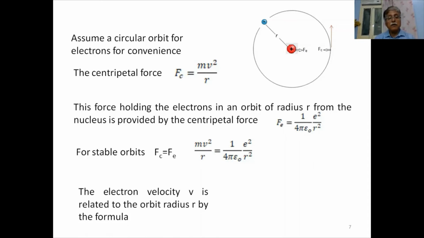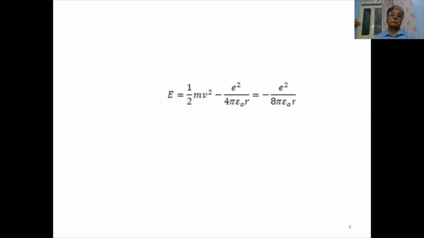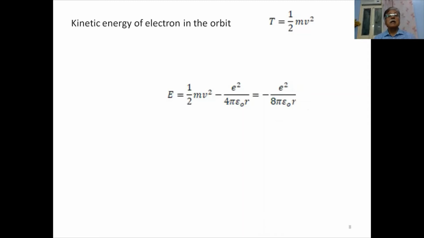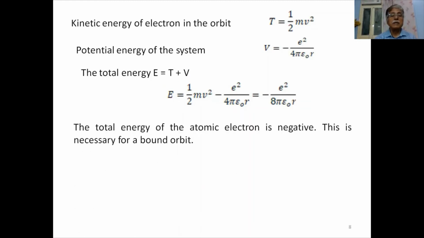And the electron velocity v, from this one, you can see, is related to the orbit radius r by the formula: v is equal to e upon square root of 4 pi epsilon 0 mr. Now let us see the kinetic energy of the electron in the orbit, that is T is equal to half mv square. Potential energy of the system is minus e square by 4 pi epsilon 0 r. So the total energy is half mv square minus e square by 4 pi epsilon 0 r, and if we substitute from the earlier formula for v, the total energy will come out to be minus e square by 8 pi epsilon 0 r. Now you can see the total energy of the atomic electron is negative.